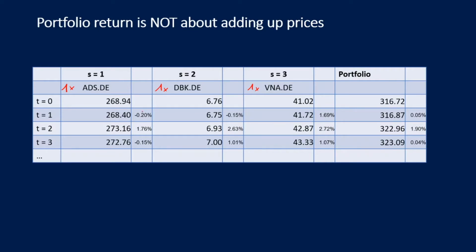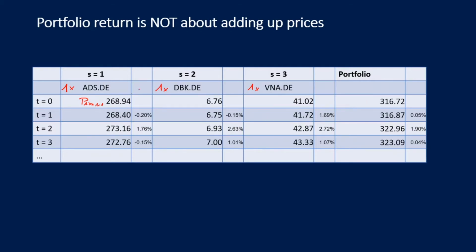And of course, since the price of Adidas at time 0, so this is the price of Adidas at t is 1, is 268, the price of Deutsche Bank is 676, and the price of Vonovia is 41.02, our portfolio has a value of 316.72. Of course, if we see this portfolio on 4 different days, day 0, day 1, day 2, and day 3, these share prices, these stock prices are moving.